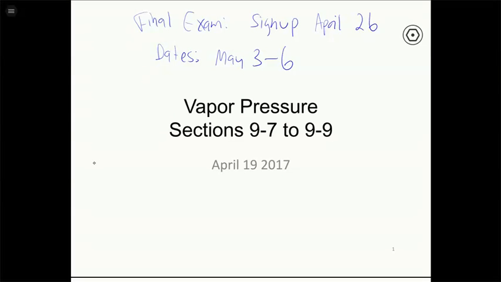All right, so it's a little bit more spread out. It does include the 6th, which is the Saturday, so be aware of that, but you'll be able to sign up for times just like you normally do for any other exam.